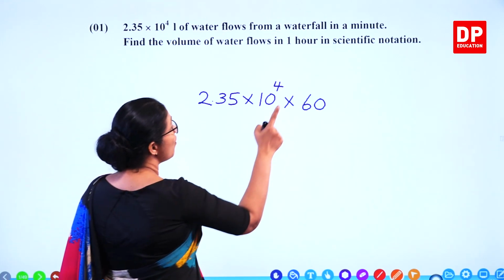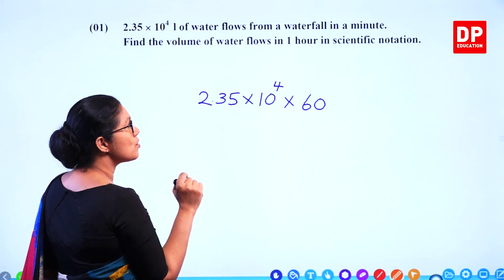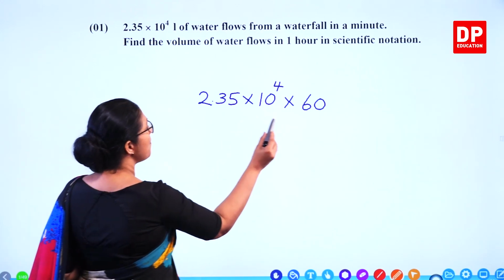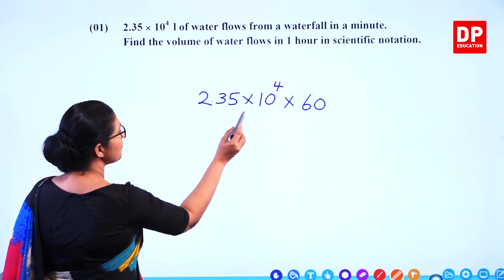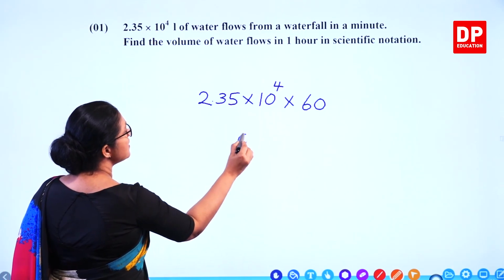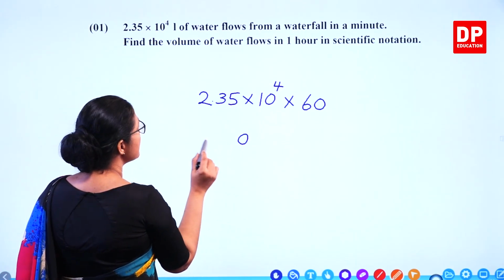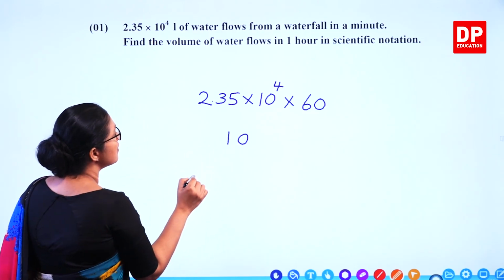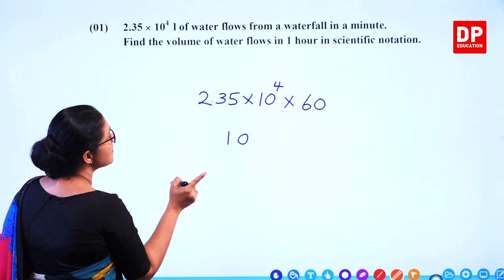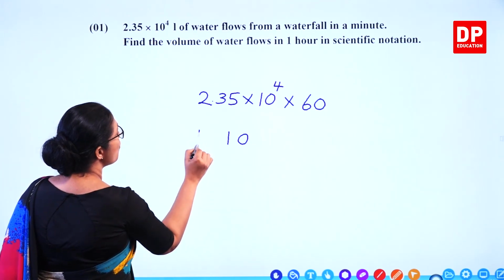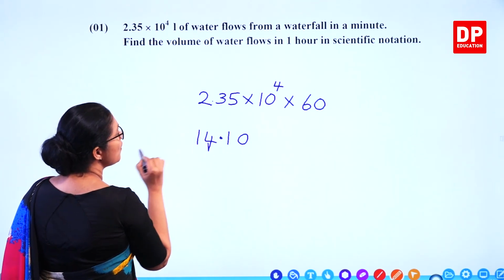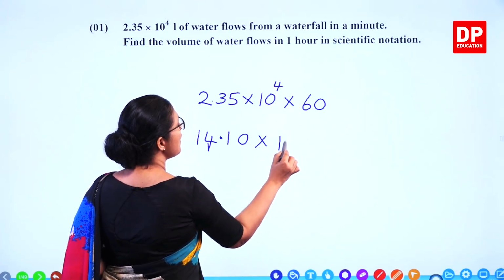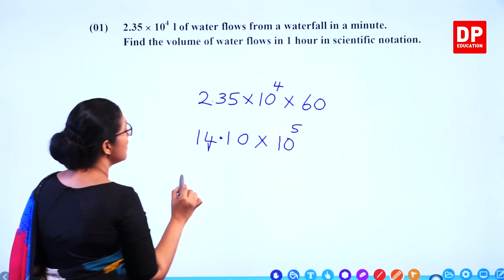And you have to write down the value in scientific notation as well. So how you do that? We'll multiply by 6. 6 times 5, 30, and 3 remaining. 6 times 3, 18 plus 3, 21. 2 remaining and 6 times 2, 12 plus 2, 14. So 14.10. And here this 0 and this power 4, it becomes power 5.